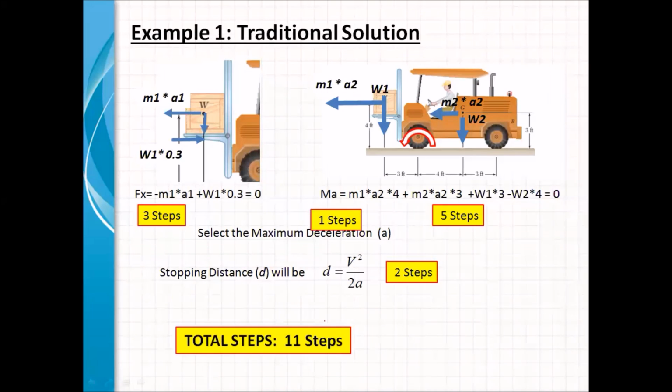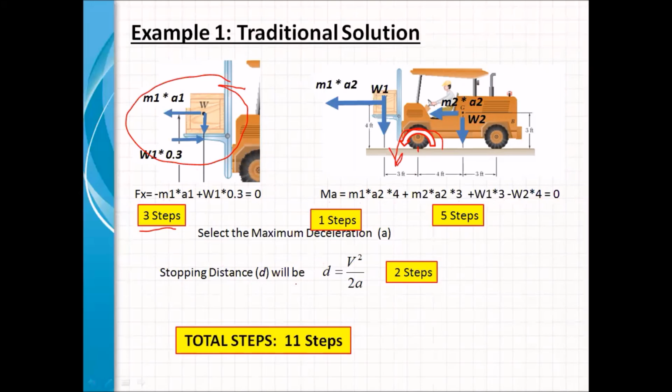In other words, let's look deeper into this. There's the first part, to examine the stability of the crate, that it will not slide. In this part, the summation of forces along the x-axis will be in this way. This one has 3 steps embedded in it. And here the overturning over the front wheel will be checked by taking the moment around this point. This will involve 5 steps. Then making the selection of the maximum deceleration, that's 1 step.